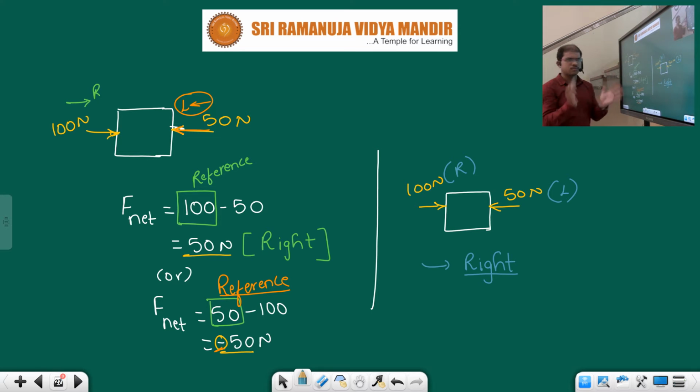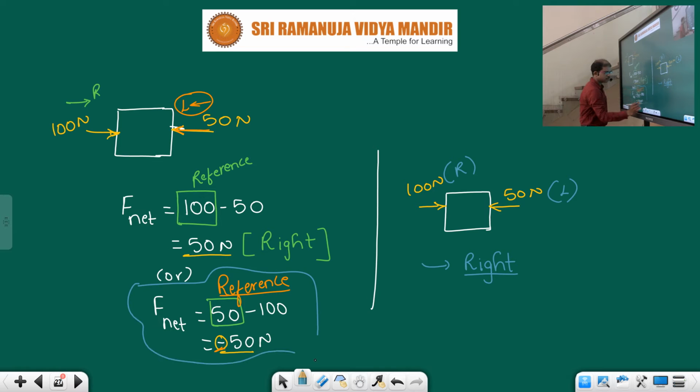Okay, this is the condition we know. But here what we are taking, children, whenever we are writing, see this example, children, very important. 50 minus 100. First one, what we are taking? First force 50, right? So 50 we are taking as reference. Reference we are taking in the sense we are assuming that the block is moving towards left. Okay, here what is the answer we got? Minus. Minus represents the direction we have considered is wrong. Okay, it is opposite to 50.